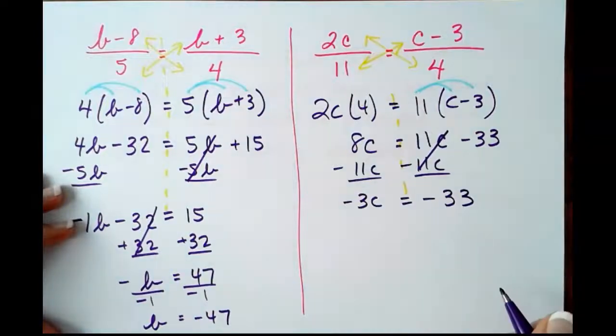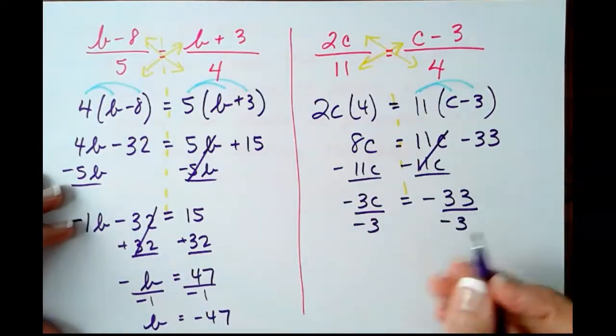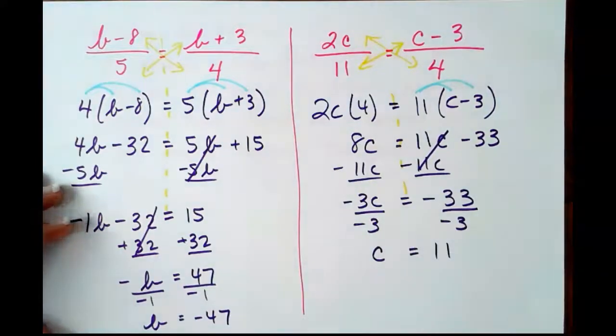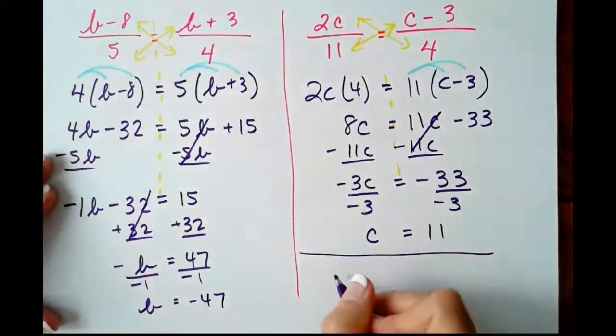Equals -33. Use the division property of equality. Divide both sides by -3. c is 11. We'll give this one a quick check since I've got a little room here at the bottom.